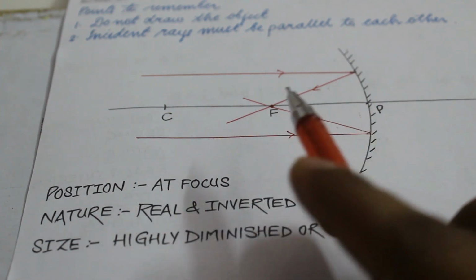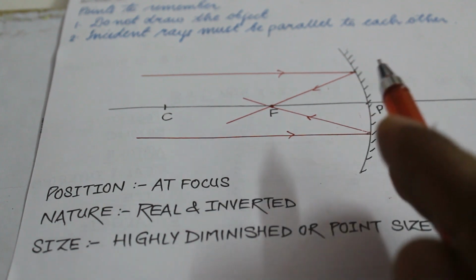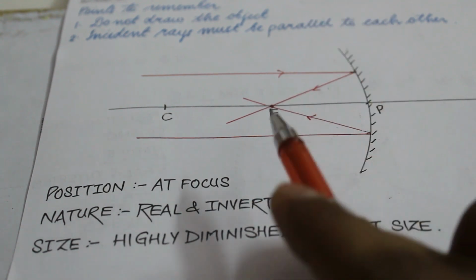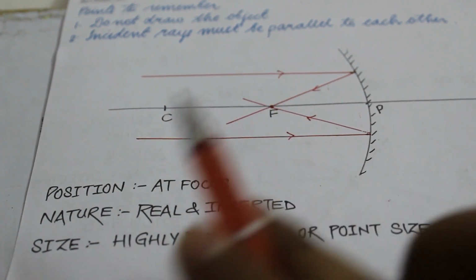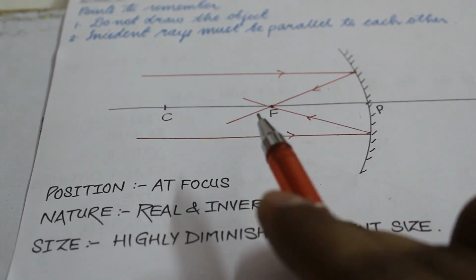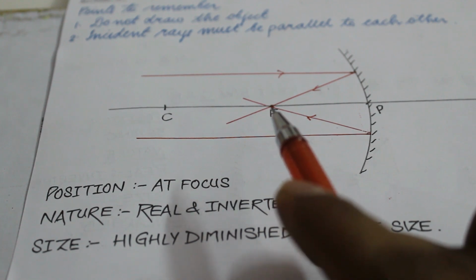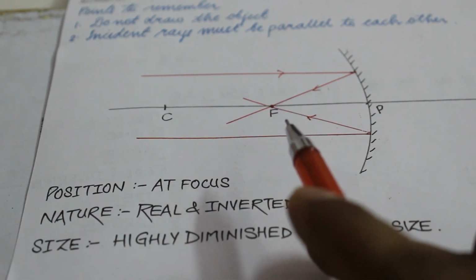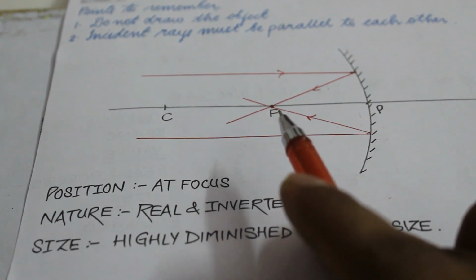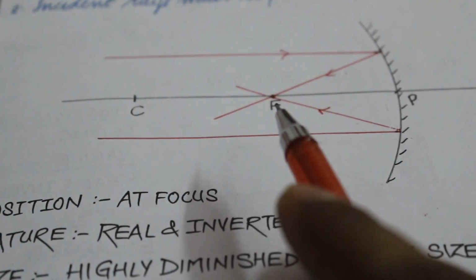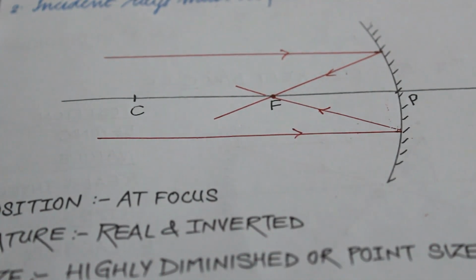As you can see, how to find out the position? It is the point at which the reflected rays meet. In this case, it is at focus. Nature: if the rays are actually meeting, the nature will be real and inverted, as we have discussed in the earlier lecture. And size: as you can see, only a small point is formed over here, so the size will be highly diminished or point size.